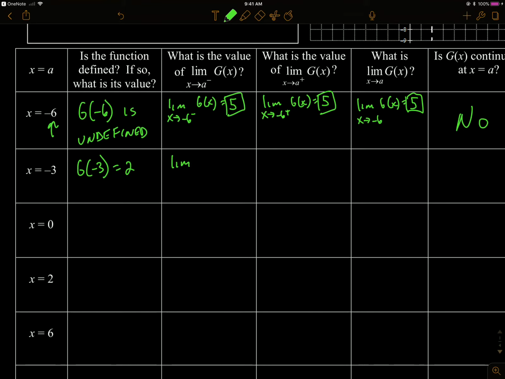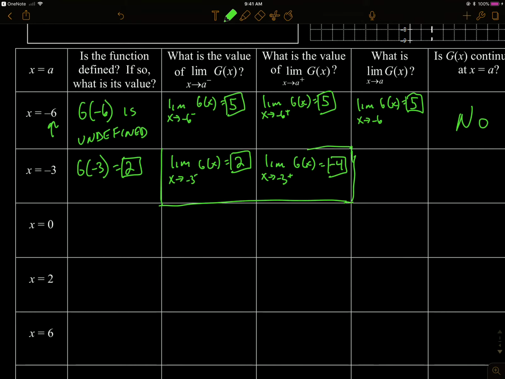Now let's look at the limit as x approaches -3 from the left. It is 2. Let's look at the limit as x approaches -3 from the right. It is -4. So what does that mean the limit is? Again, we're just focused on these two. The defined function value doesn't matter for the limit. I do want to point that out. The defined part is going to matter for continuity, but not for whether the limit exists.